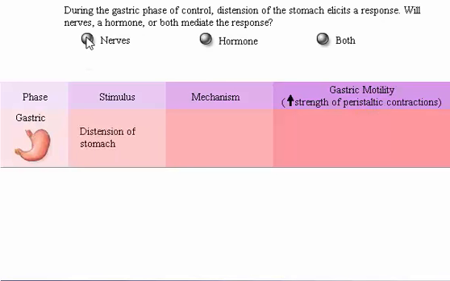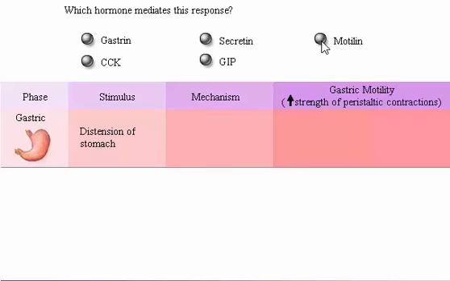During the gastric phase of control, distension of the stomach elicits a response. Will nerves, a hormone, or both mediate the response? Neural reflexes are involved, but that's not all. A hormone is involved, but that's not all. Which hormone mediates this response?